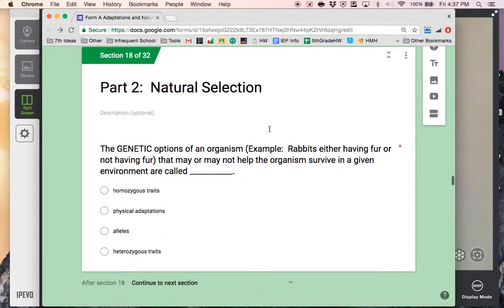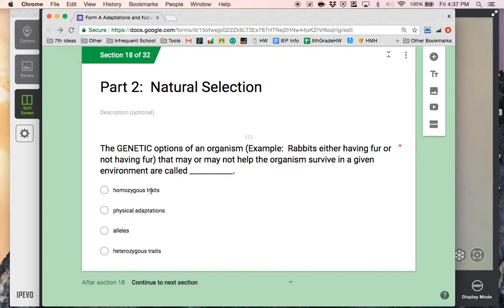Part 2, natural selection. Here we go. The genetic. This is key. I even capitalized it for you. The genetic option of an organism, like with these rabbits that either have fur or not having fur, that may or may not help the organism survive in a given environment. What do we call those genetic options?